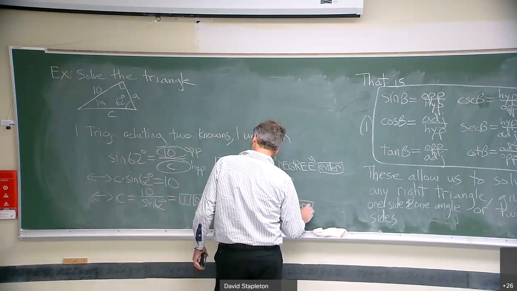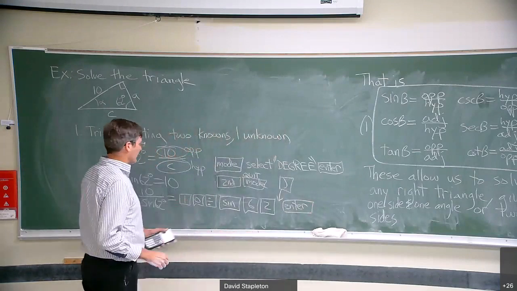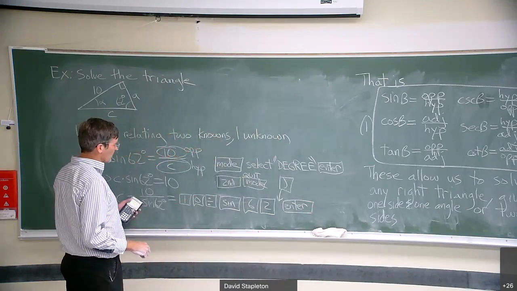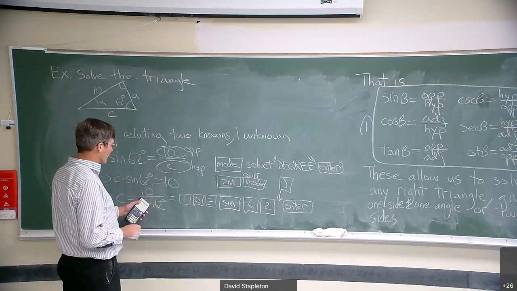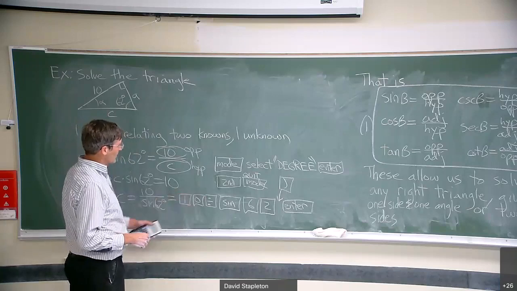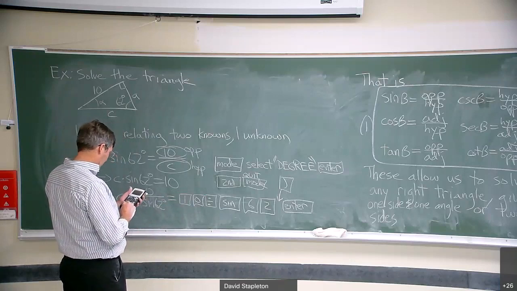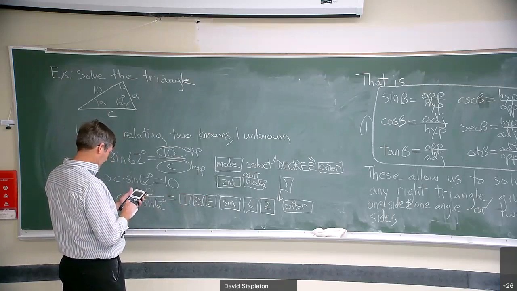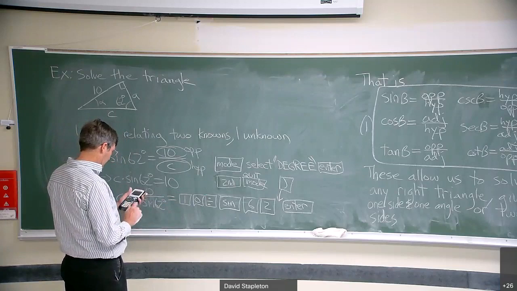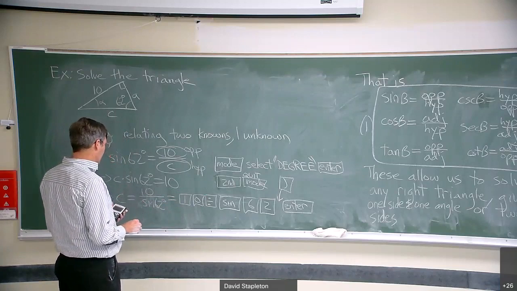So this will take 10 divided by sine 62. And again, there is no cosecant button on most calculators, so you have to divide by sine instead of multiply by cosecant. Let's see what I get here. 10 times sine 62. And I get 8.8.